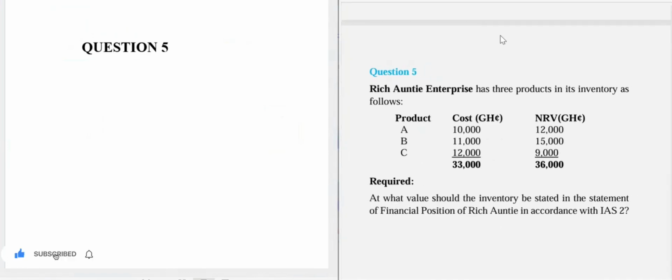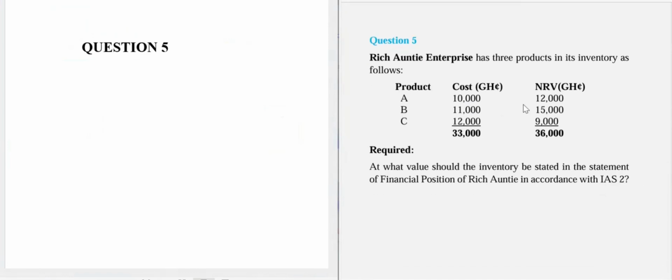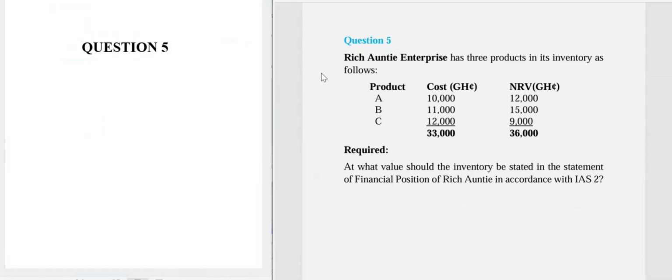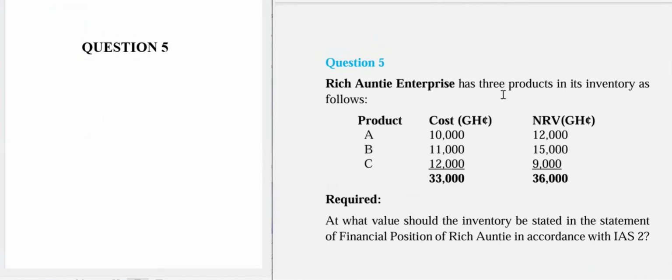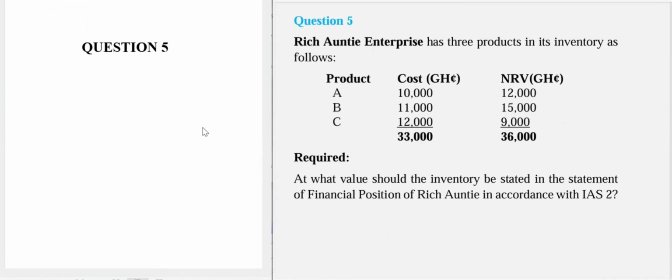Question 5, it's here, a very nice question. Let's bring this here small so that you can have a better view. Question 5 says, Rich Auntie Enterprise has 3 products in its inventory as follows. So we have the product, the cost, and then the net realizable value.